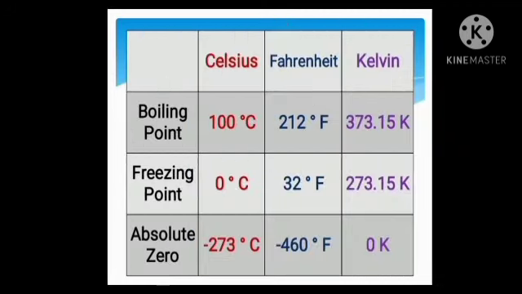So ito yung nagpapakita ng summary, no, ng comparison ng different scales, no, na boiling point, freezing point, and absolute zero. So boiling point ng water, freezing point ng water, and then yung absolute zero. So yan, sa summary table na yan makikita natin yung pagkakaiba nilang tatlo.